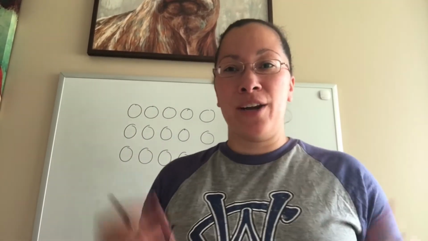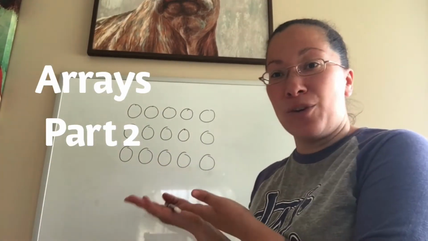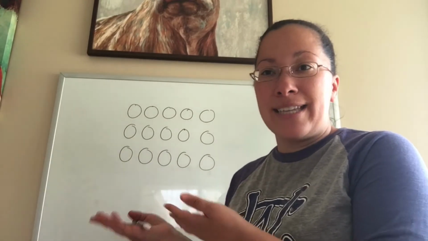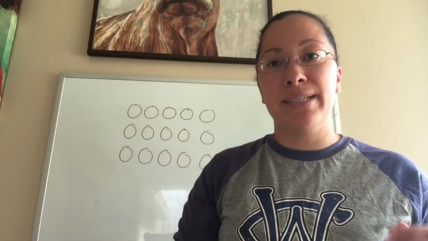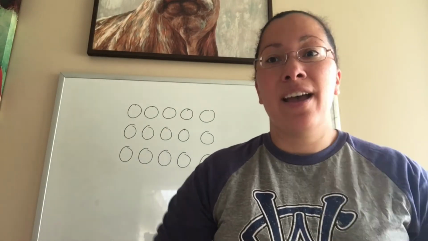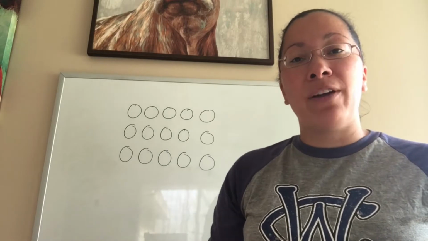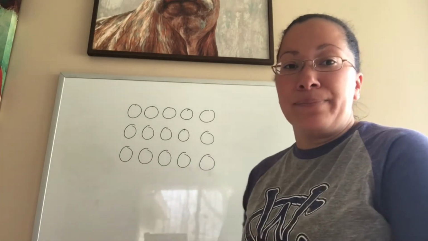So today on iReady or Prodigy, whichever one you were able to do, we are working on arrays. As you can see behind me, I have an array that I drew. An array is a picture where items are lined up in equal rows and equal columns, and they can help us write repeated addition sentences, and eventually they will help us to write multiplication sentences. So today I wanted to go over how we find the repeated addition sentence if we are given an array.